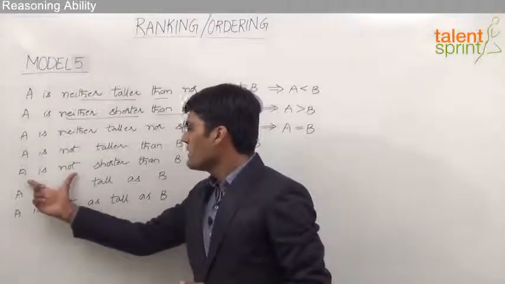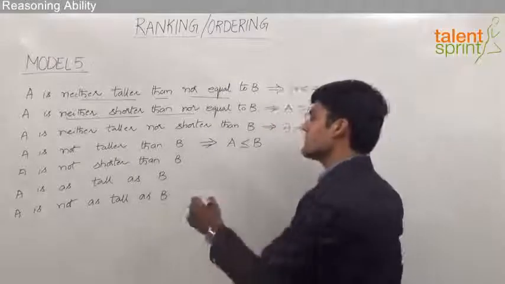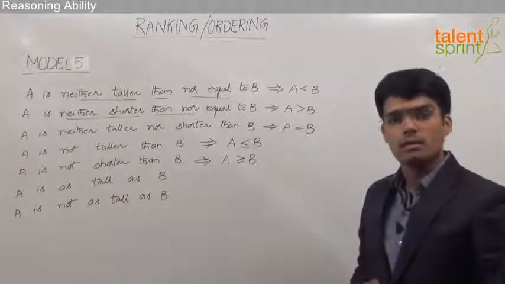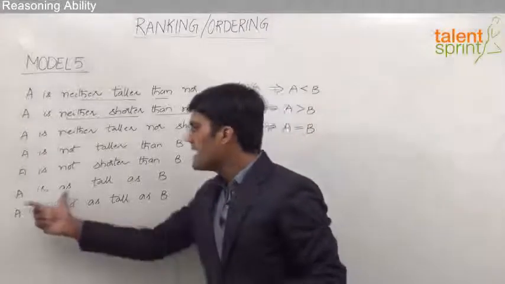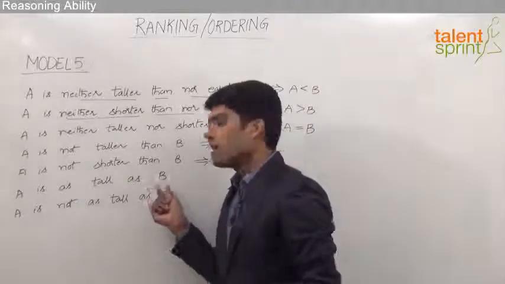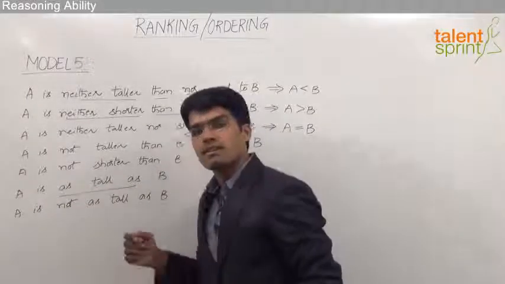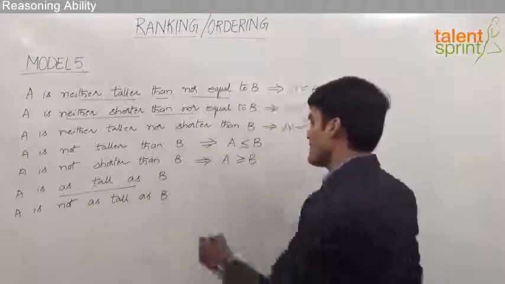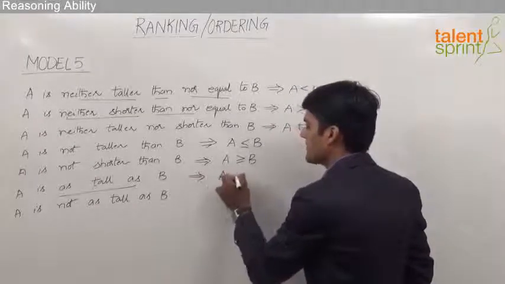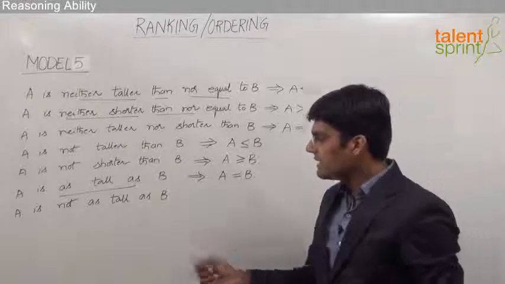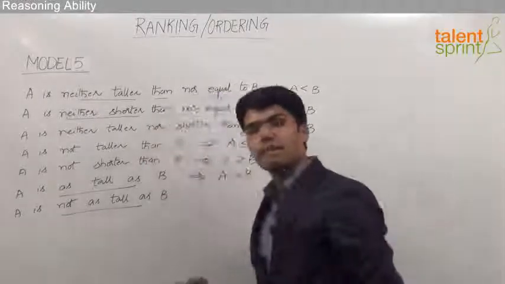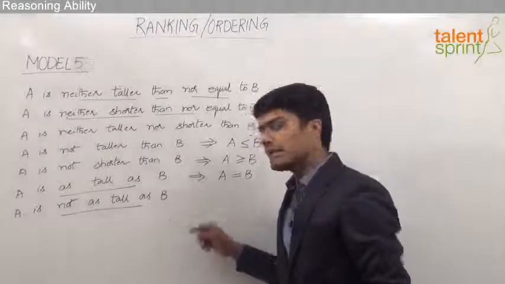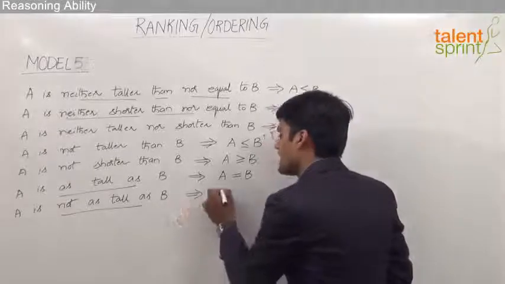Similarly, the statement can be A is not shorter than B. So when A is not shorter than B, he can be taller or equal to B. That is, A greater than or equal to B. Moving on to the next one, A is as tall as B. Remember, the phrase as tall as, or as heavy as when we are comparing weight, means A is the same as B. So we can say that A is equal to B. And the last one here is A is not as tall as B. Very important, when he says A is not as tall as B, understand that A is only shorter than B.